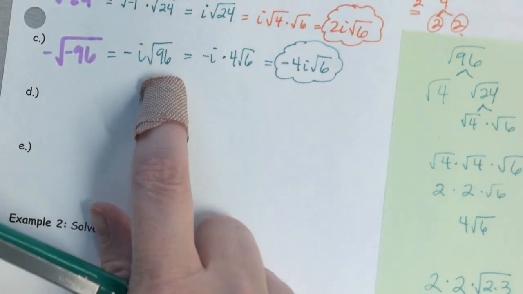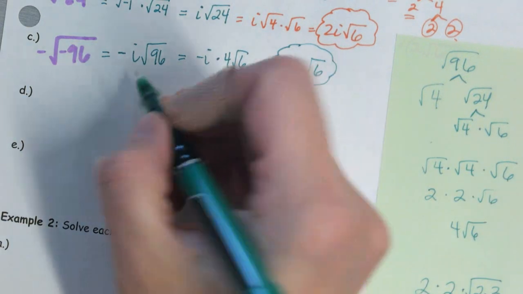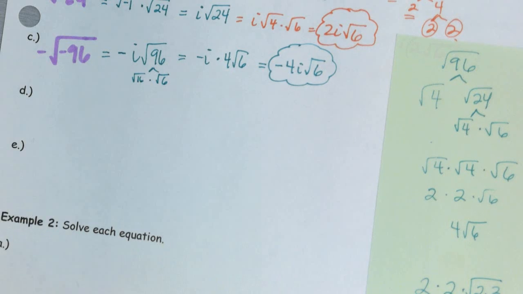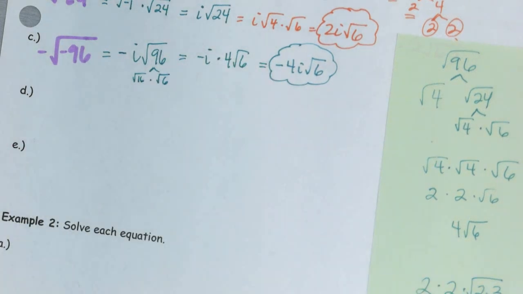Okay, so understand that the work I did for this was over here. Okay, so root 16 times root 6. And then I simplify. Questions for me yet? I know we're just kind of taking it all in. You try D, okay?